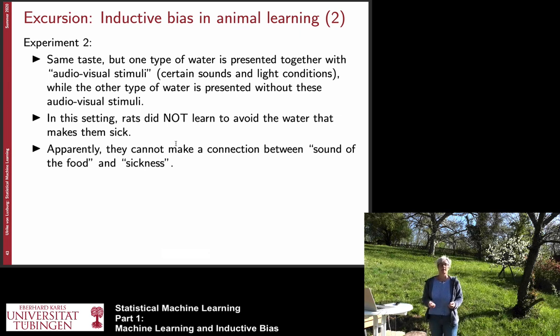And now again, the rat is supposed to learn which type of water makes it sick and which one doesn't. And the surprising thing is now the rat cannot learn it. The rat does not learn the connection between the fact that this water that makes it sick has something to do with the lighting conditions in your room. So apparently the rat does not have an inductive bias that could help it make the connection between lighting conditions in the room and water that makes it sick or not sick.